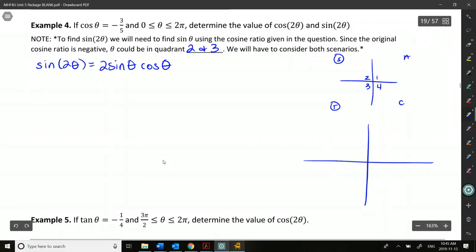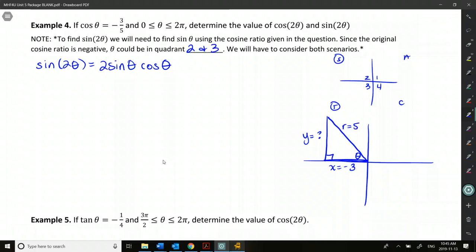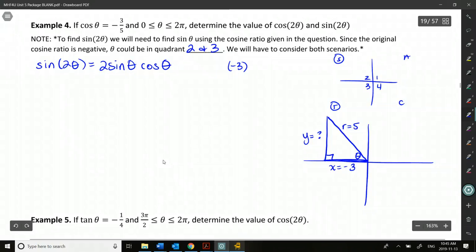Okay, so here's the question. Let's just pretend that this is in the second quadrant for now. If cosine of theta, this is going to be our reference angle theta, is equal to negative 3 over 5, that tells me the adjacent side and the radius of the circle. I need to find y. How can I find y? Alexandra? X squared plus y squared equals r squared. Nice. Okay.